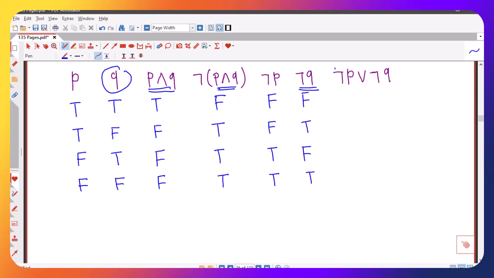Now I have to write down the disjunction of not P and not Q. For a disjunction to be true, we require at least one proposition true. Our disjunction is false if both are false. Here both are false, so this is F. Here this is true, here this is true, here both are true. So in all other cases, disjunction is true.